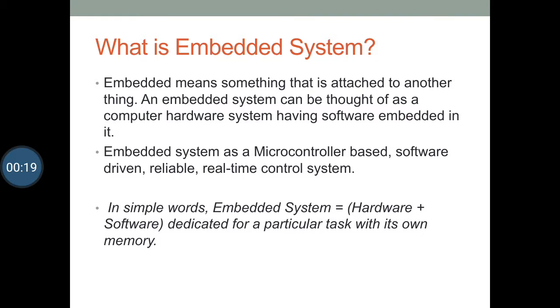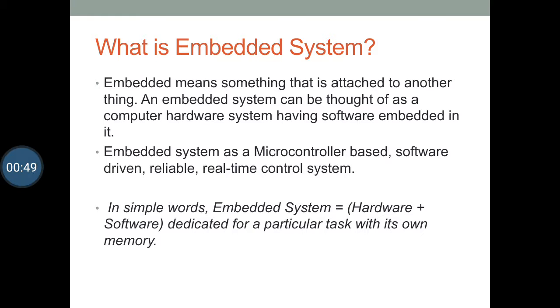As its name suggests, embedded means something that is attached to another thing. An embedded system can be thought of as a computer hardware system having software embedded in it. An embedded system can be an independent system or it can be a part of a large system. An embedded system is a microcontroller or microprocessor based system which is designed to perform a specific task.